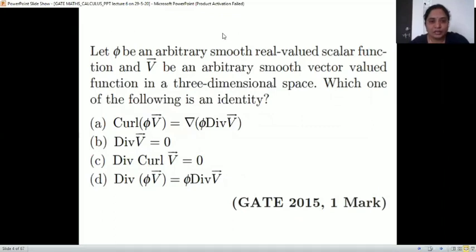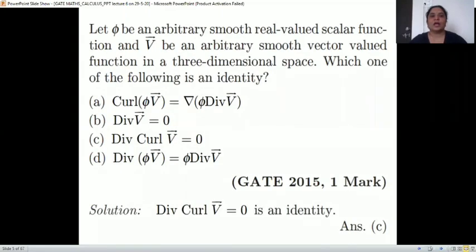Let phi be an arbitrary smooth valued scalar function and v bar be an arbitrary smooth vector valued function in a three-dimensional space. Which one of the following is an identity? We know identities as we already have discussed the day before yesterday. Curl of phi v bar, this is not an identity. Divergence of v bar is 0. Is it always? No. So this is also not correct.